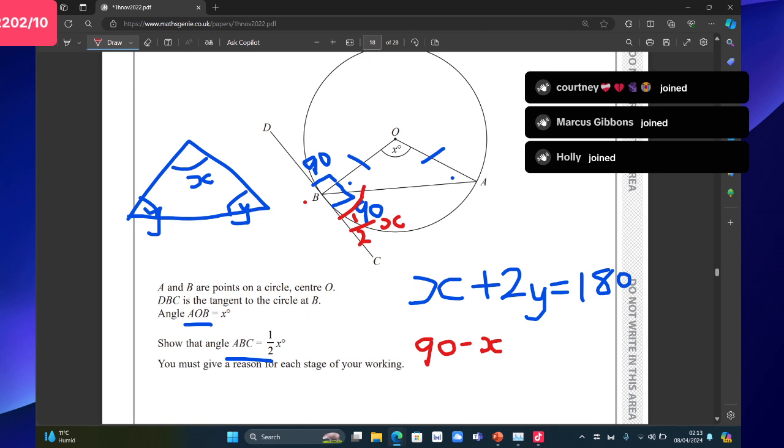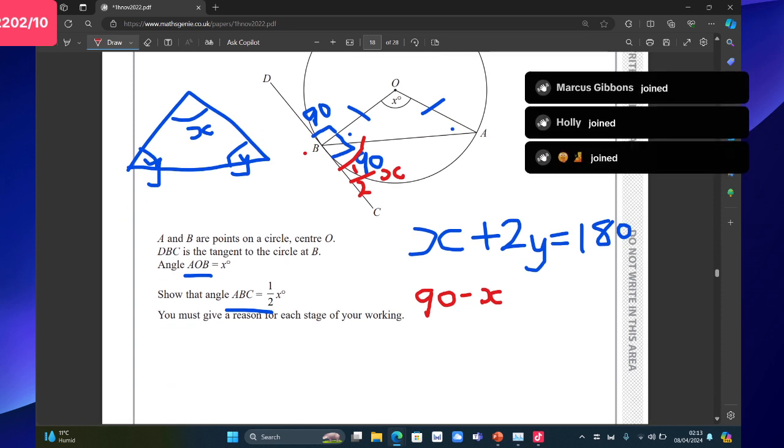So, what can we do now? If we look, this angle here, I've called this one y. That will equal 90 minus y. So that extra bit here is 90 minus y.